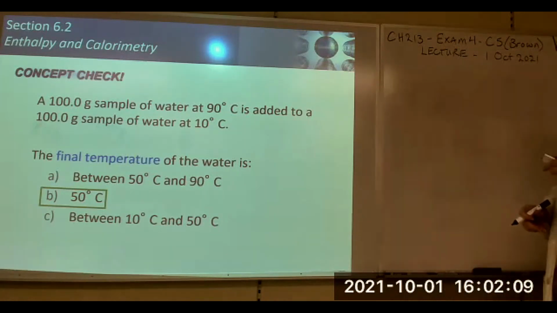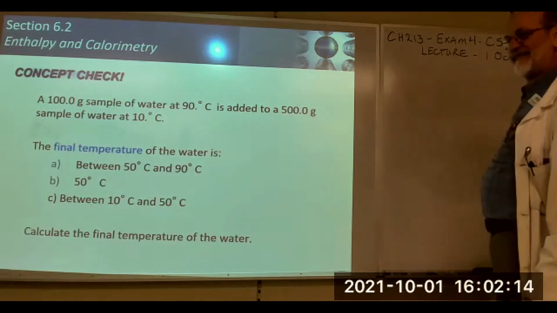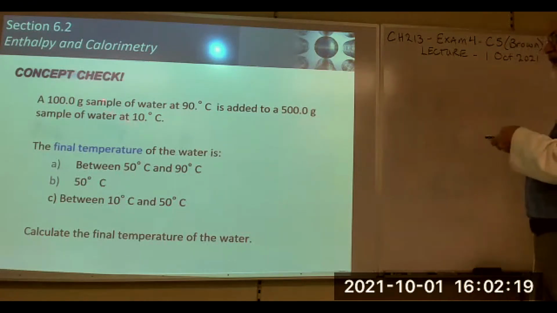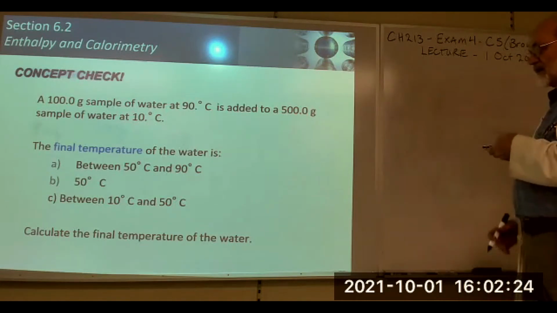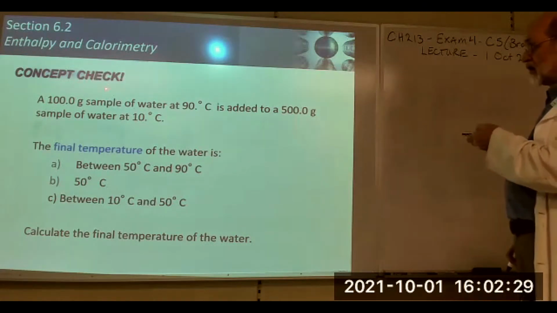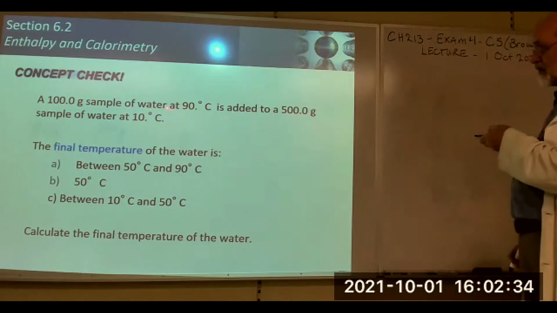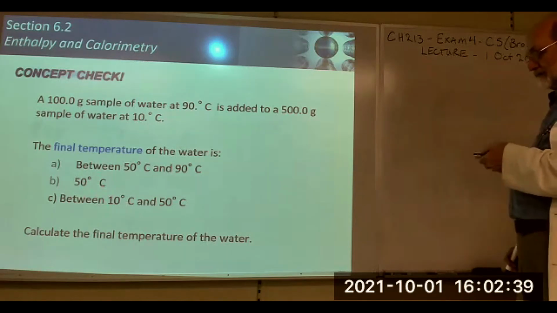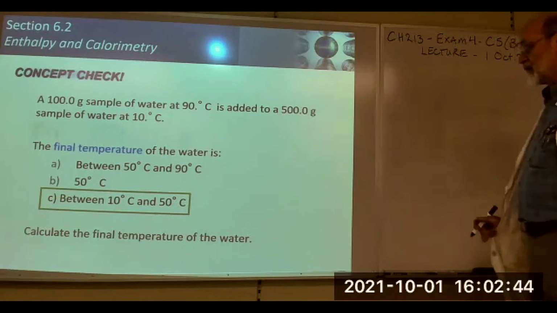The trouble arises when you use different amounts of each one. A 100 gram sample of water at 90 is added to 500 grams at 10. So qualitatively or semi-quantitatively, where will it be? You've got less amount at this temperature than you do at that temperature. So instead of 50, it should be less than 50, right? Right down here.